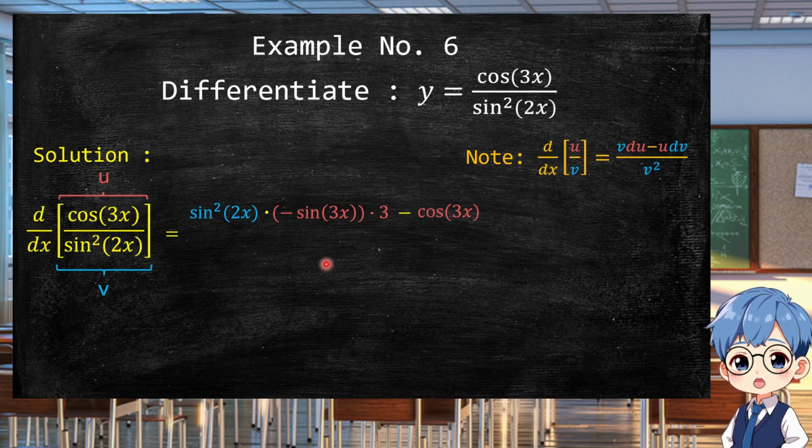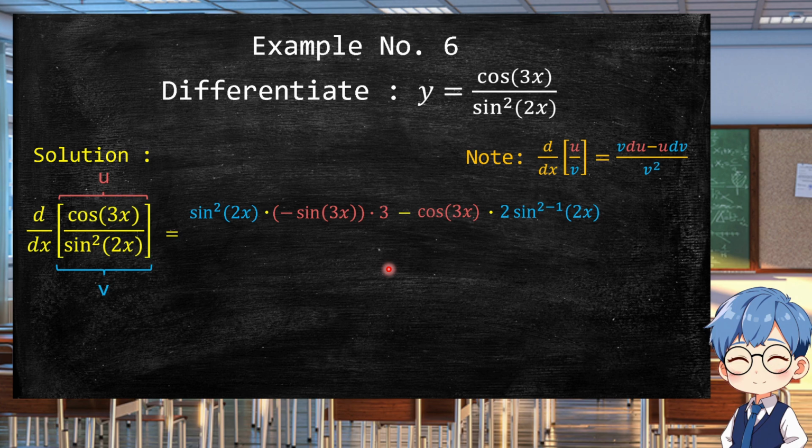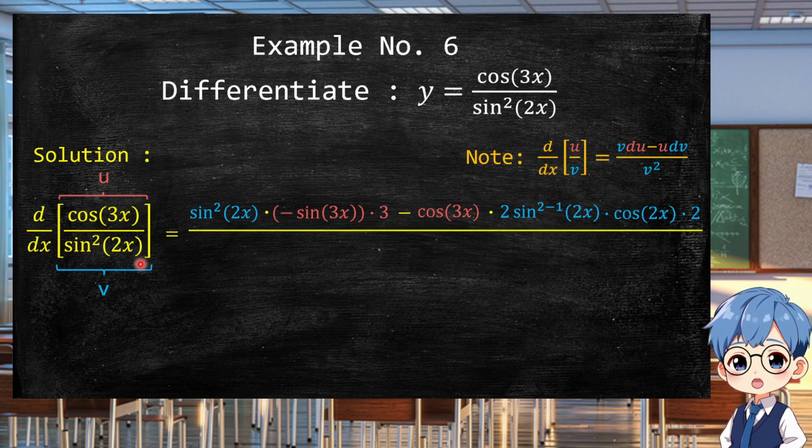So we bring down 2 and then copy, and then subtract 1 from the exponent, so 2 minus 1 here. Okay, so that's the derivative of the outer function of sine squared 2x, then times the derivative of the inner, so the derivative of sine 2x is cos 2x, and lastly the derivative of the angle, which is just 2. So we have here all over v squared.